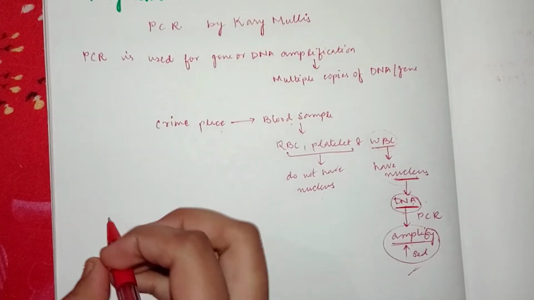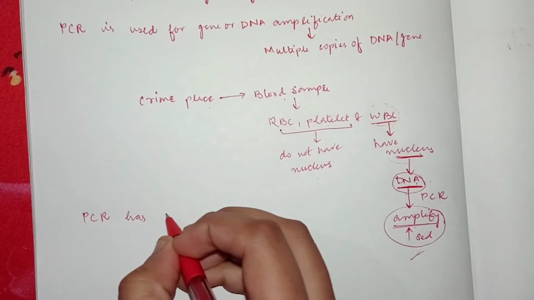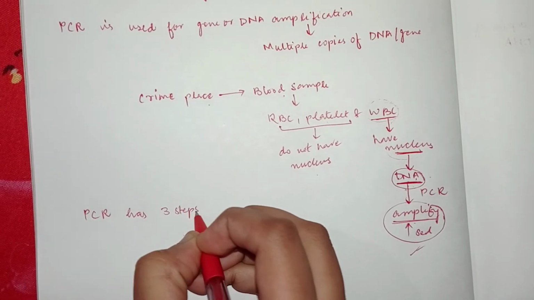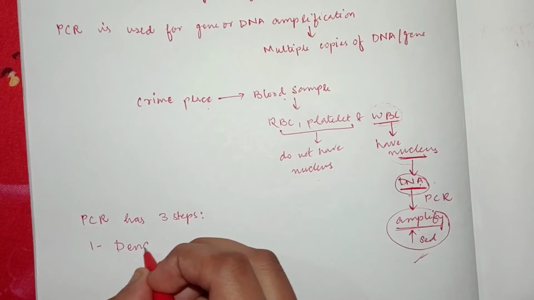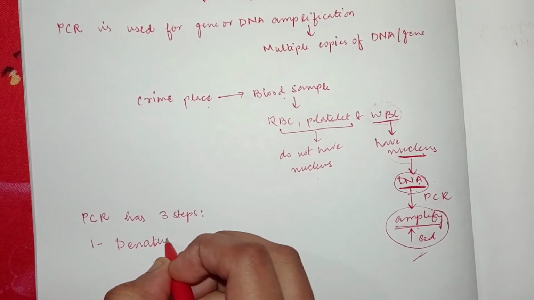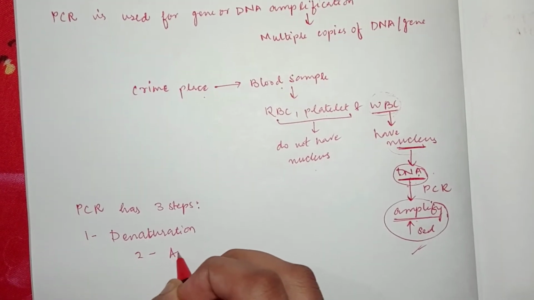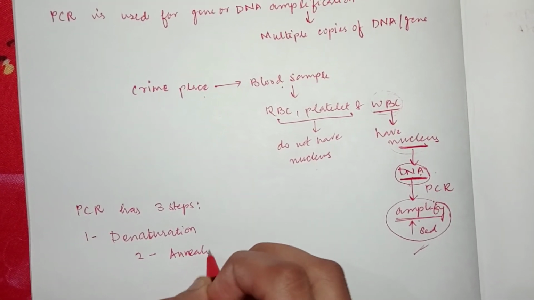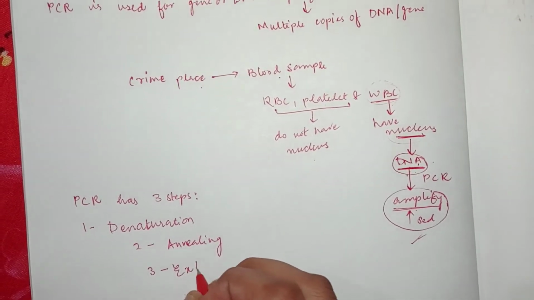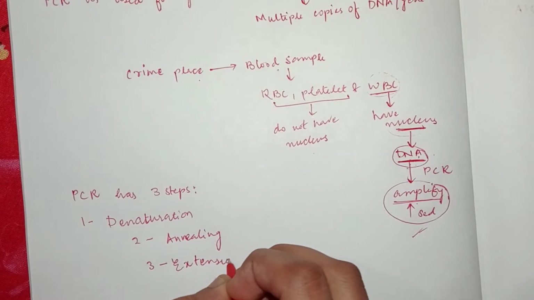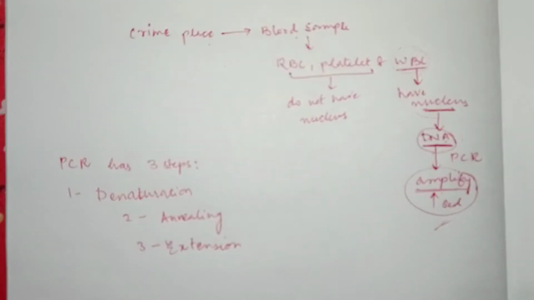Here, polymerase chain reaction has 3 steps. First one is denaturation. Second is annealing. Annealing means to join, and the third is extension. So let's study the first step, that is denaturation.